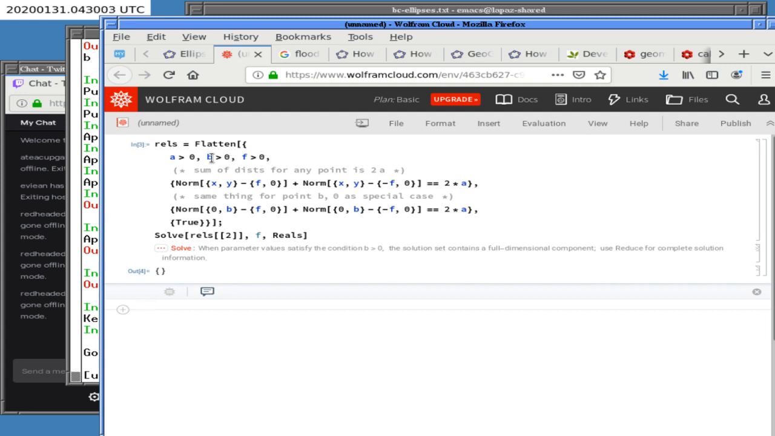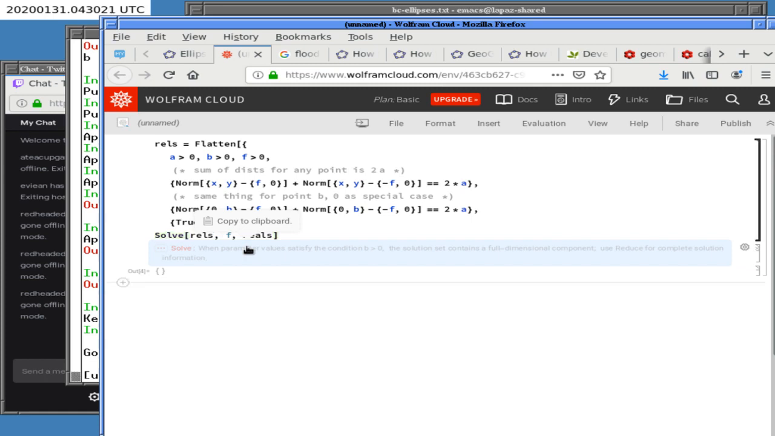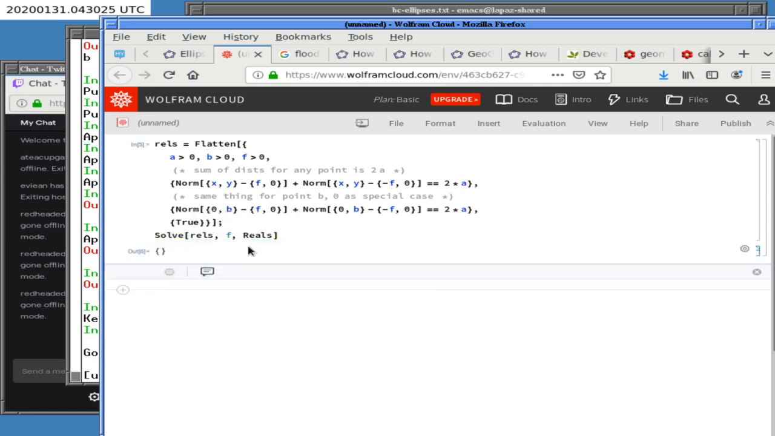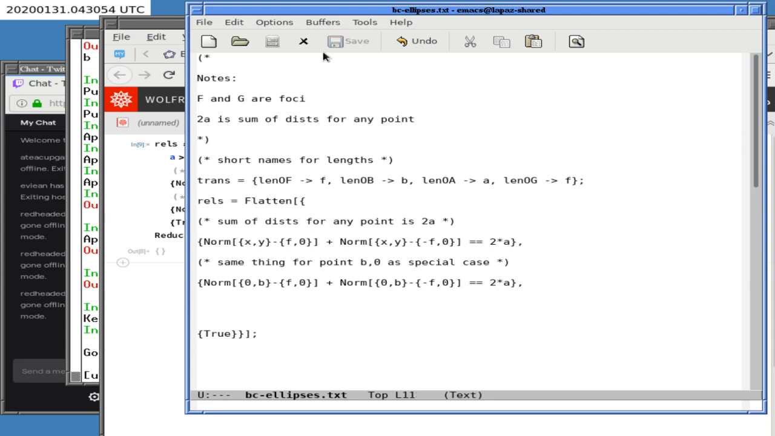Hang on. Rels 2 is just this thing now. So let's call these things conditions. What I really want to do is just say this: solve rels for f, all of them together. And see, it's not the case that there's no output. That's the problem. I think I will call those things conditions. I mean, they're true, but all right. Let's see. Notes, short names for lengths, conditions.